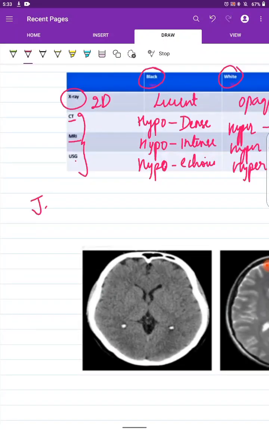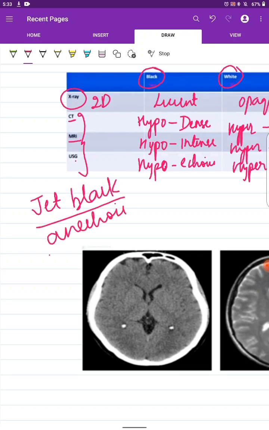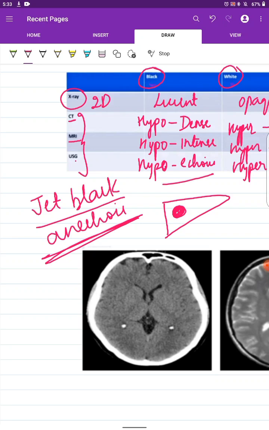One more terminology that we use in USG is when we see something jet black, we say anechoic. This terminology is not there in CT and MRI. Anechoic is used only in USG. For example, this is a liver and a jet black fluid collection. It is anechoic. If it is only black, we say hypoechoic.